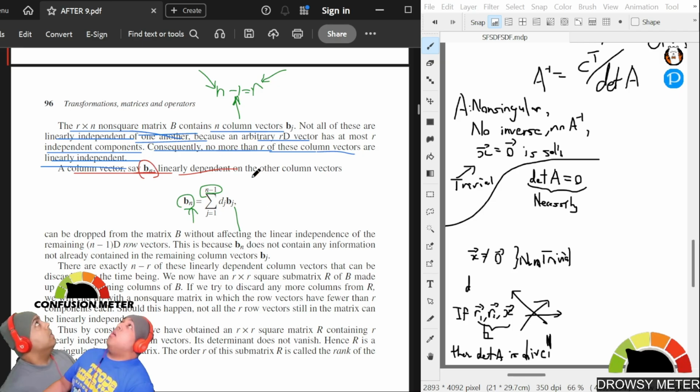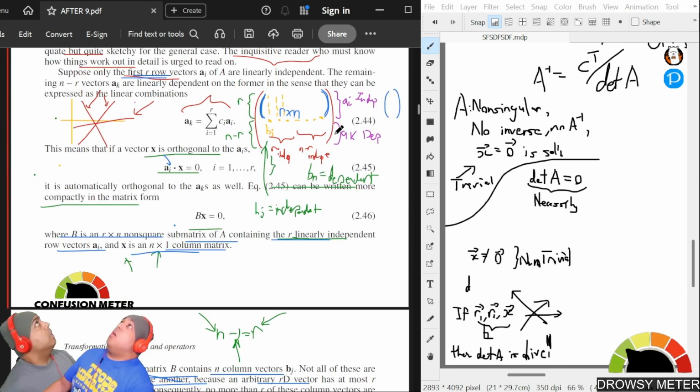The column vector dependent on the other column vectors is written as this. It can be dropped from the matrix B without affecting the linear independence of the remaining n minus 1. So we're saying we can remove the dependent guy without affecting the linear independence of the remaining row vectors, n minus 1.